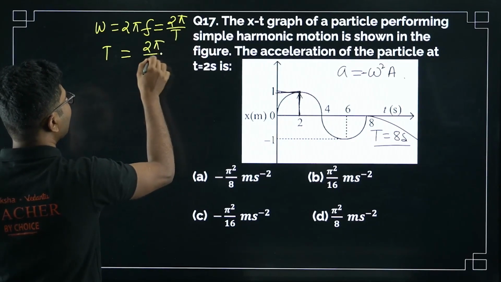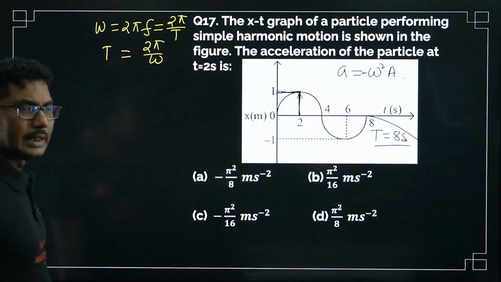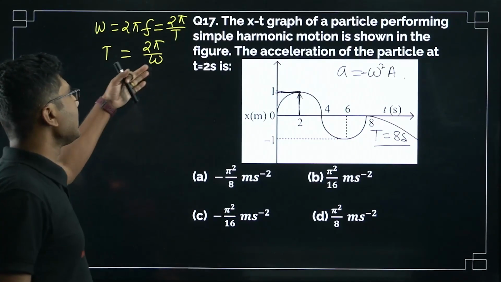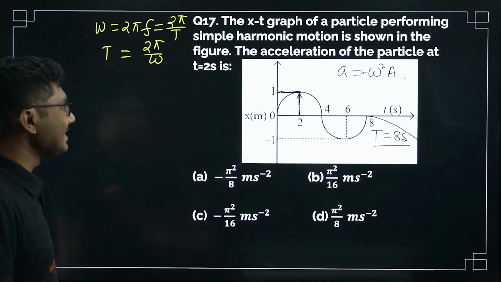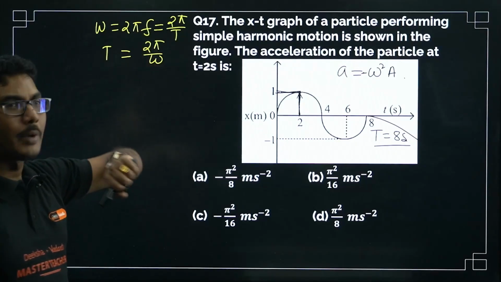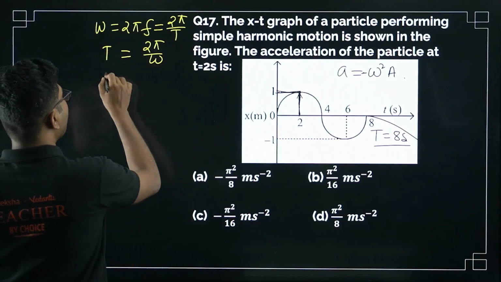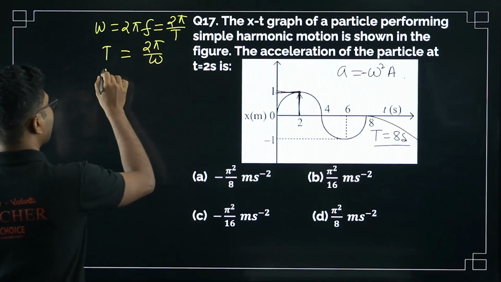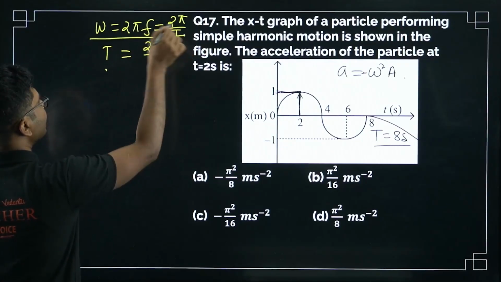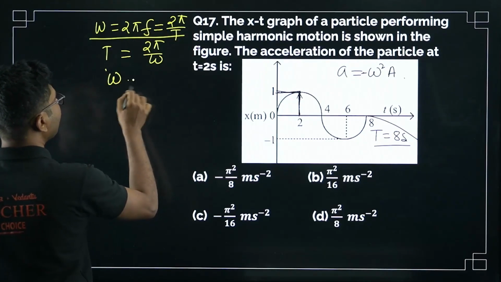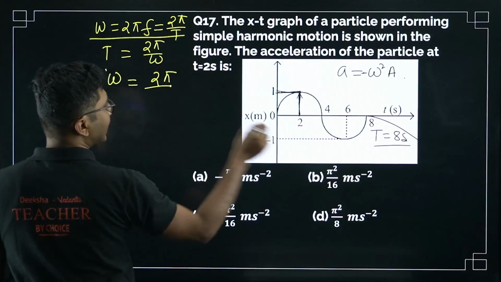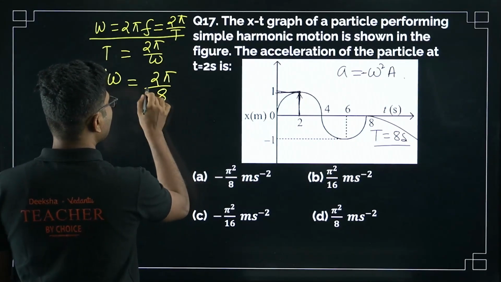If you remember it, very fine. If you don't remember, you can remember it like this. The more you practice, the more easily you will remember these formulas. So T is equal to 2 pi by omega, or omega equals 2 pi by T. Whatever you want to use. We are using this formula. So omega will be 2 pi by the time period, which is 8. So that is the omega.